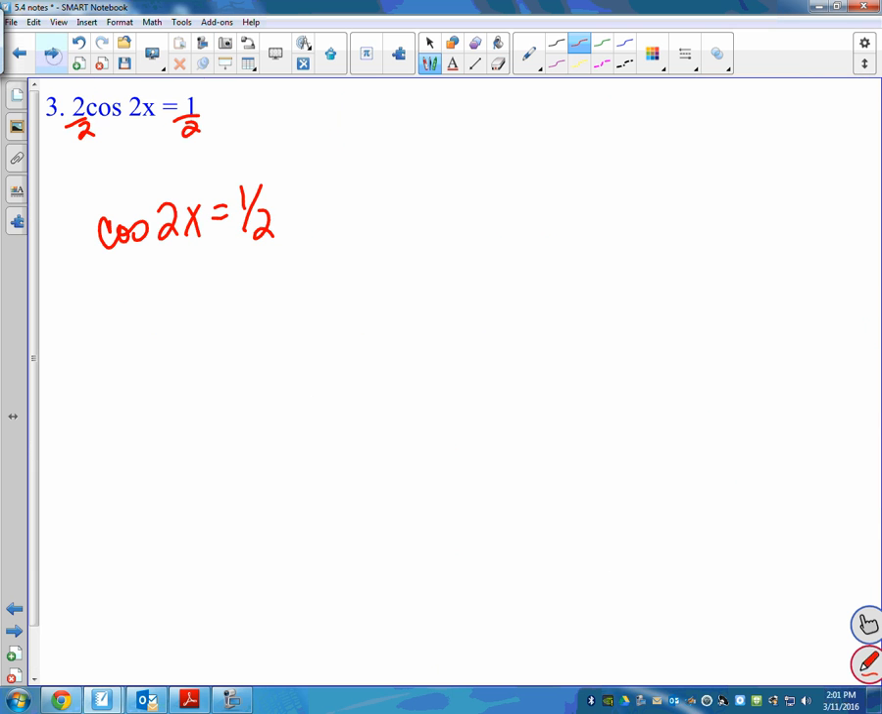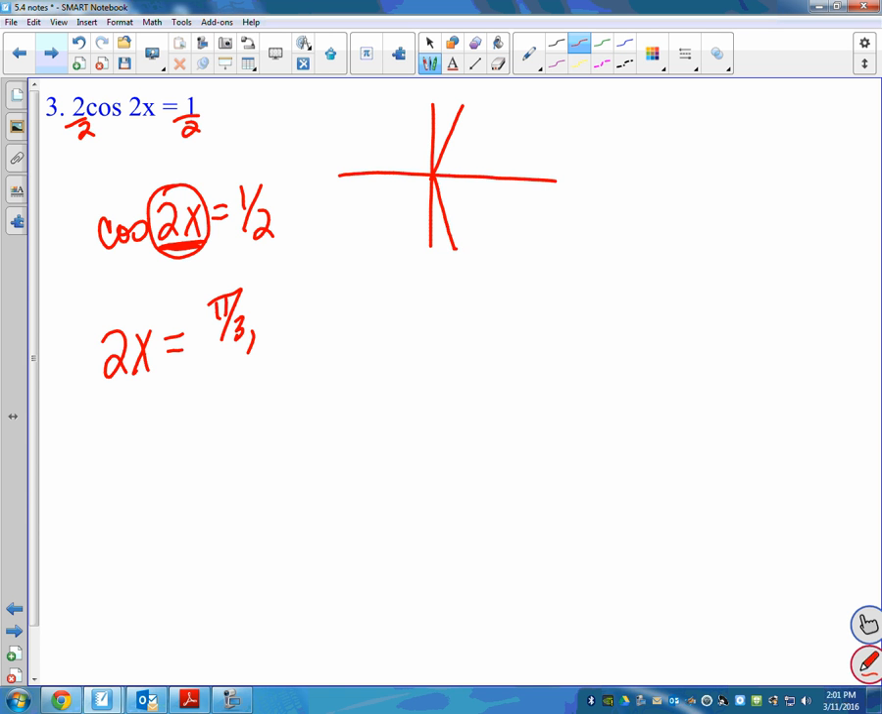We can do the same thing on this. I can't separate this 2x right now, but I can say that cosine of whatever this is equals 1/2. So I can just think about this whole thing and say, well, 2x equals, so forget about the 2x for a minute, kind of, and just tell me the cosine, where does the cosine equal 1/2? At what angles do we know that cosine equals 1/2? At pi thirds. Cosine is x, and cosine is also positive down here. At pi thirds.